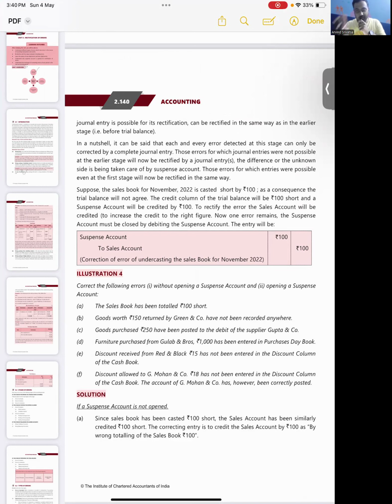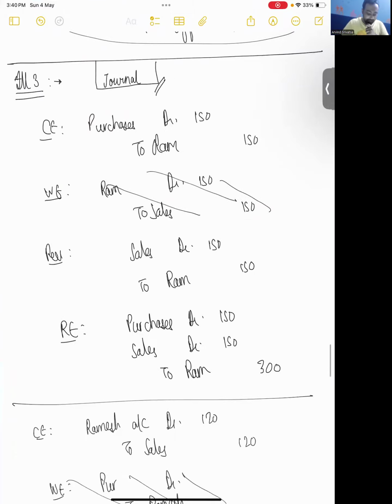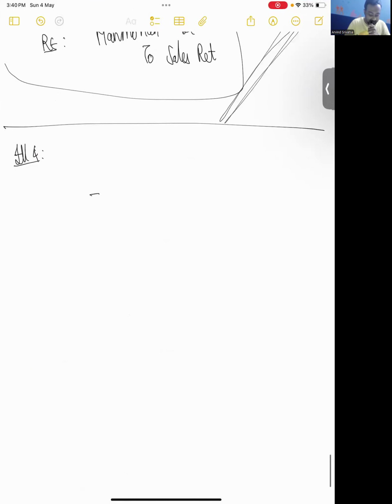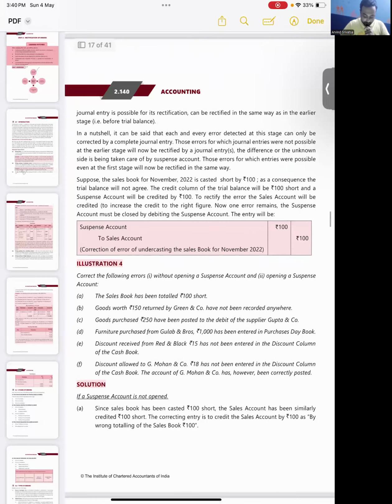For this, I'm not going to write correct entry, wrong entry, rectification entry for the first part because this is very straightforward and we have seen a lot of this. So sales has been total short by 100. What will we do to increase sales? Debtors is not affected. We need to increase sales. How will we increase sales? We will credit sales 100. Debit, what will we do? We don't have anything to debit because our debtors were correct. So we will debit suspense account. Suspense account debit to sales 100. Perfect, sir. Yes, sir. We'll see what they have done.